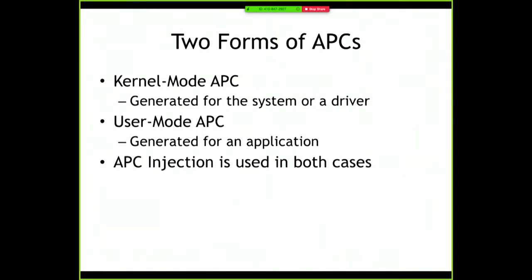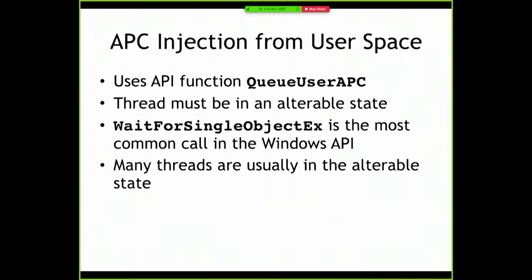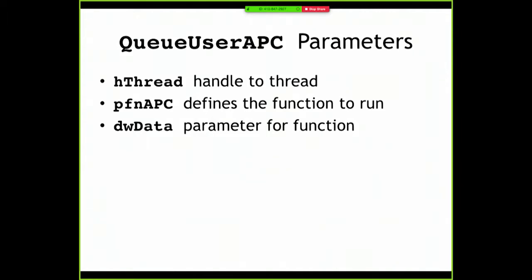So there's kernel mode APCs and there's user mode APCs. These are making requests for some other process to run at a different time. And so you can do it from user space. This uses QueueUserAPC. The thread has to be in an alterable state, which is like a suspended state, just one of the states of a thread. Then the most common thing you do is WaitForSingleObject. And many threads are typically in their alterable state, which I think means they're not doing anything and they could be changed at this point. So there are parameters: a handle to the thread, the function to run, and a parameter for the function. So you can tell it, run this thing when you're good and ready.